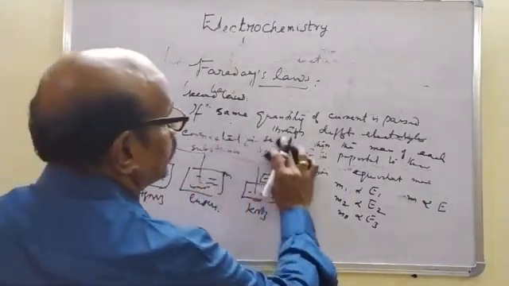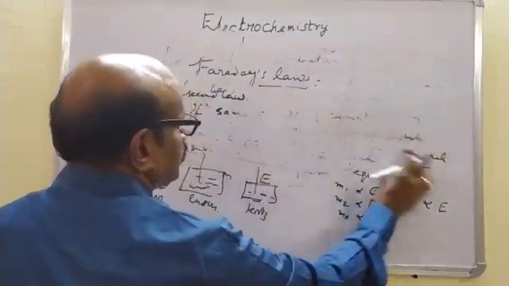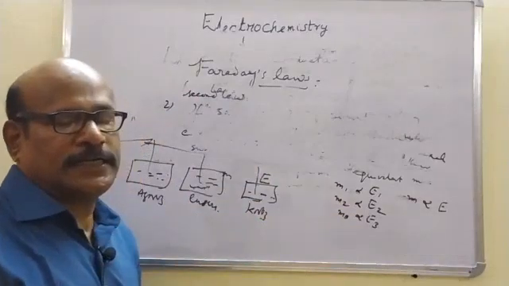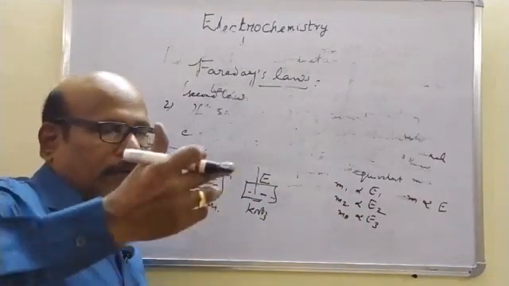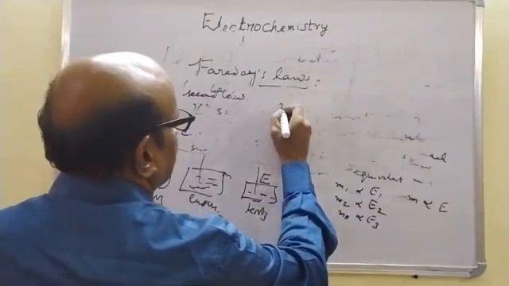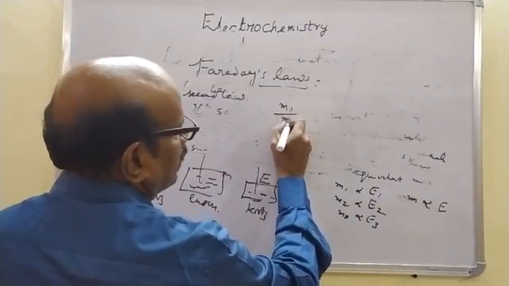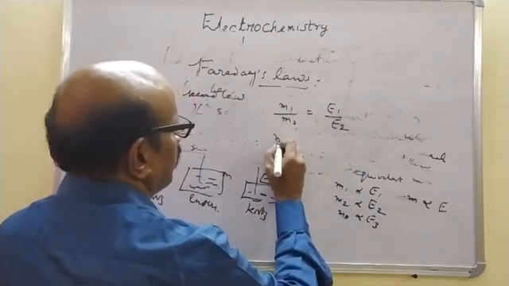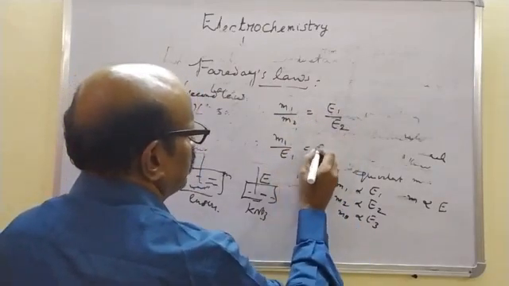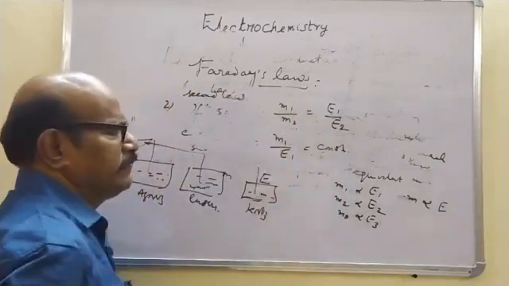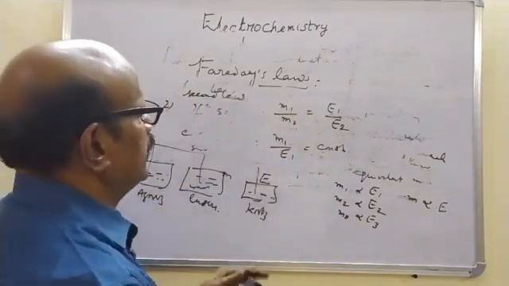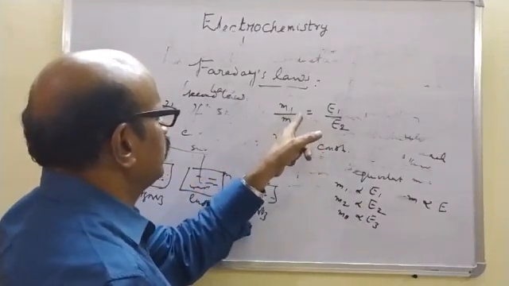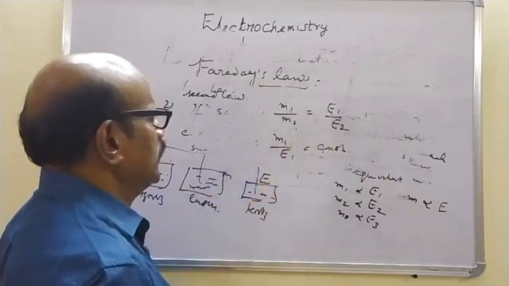So from the first law we got the relation that M1 is proportional to E1 and M2 is proportional to E2. If the quantity of current is the same, then we can write M1 by M2 is equal to E1 by E2, or M1 by E1 is a constant. So we can write M1 by E1 is equal to M2 by E2, or M1 by M2 is equal to E1 by E2.